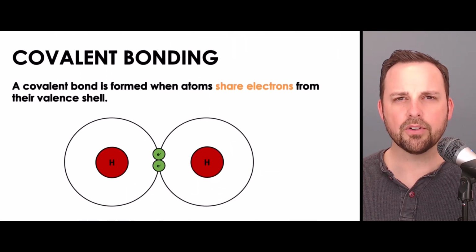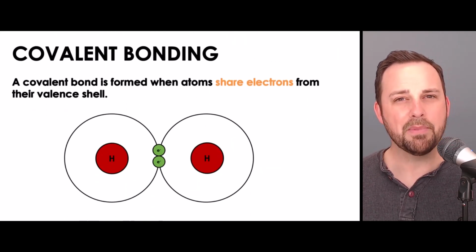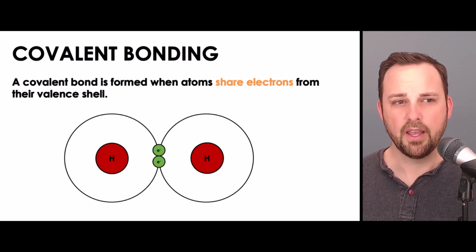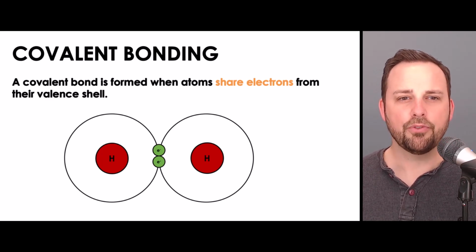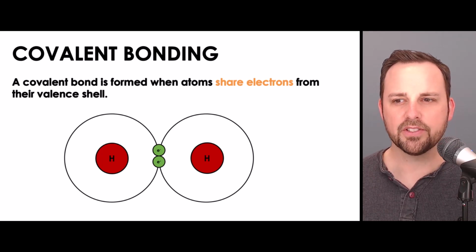Next, let's talk about covalent bonding. Covalent bonding is one of the most common types of bonds that create molecules in our body, throughout the world, and in the entire universe. A covalent bond is formed when atoms share electrons from their valence shell.